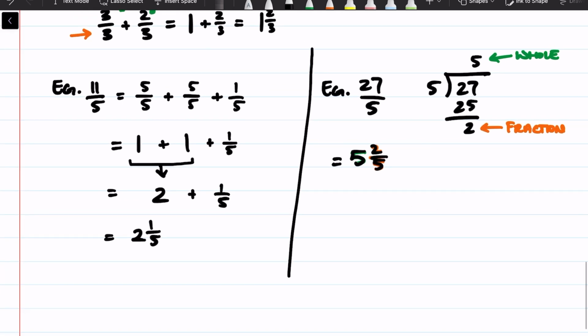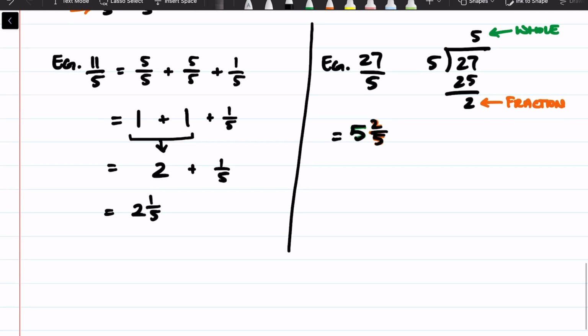So you could see how using the long division method is a lot faster. And so hopefully you can use this method as well. All right, and that is the notes for now.